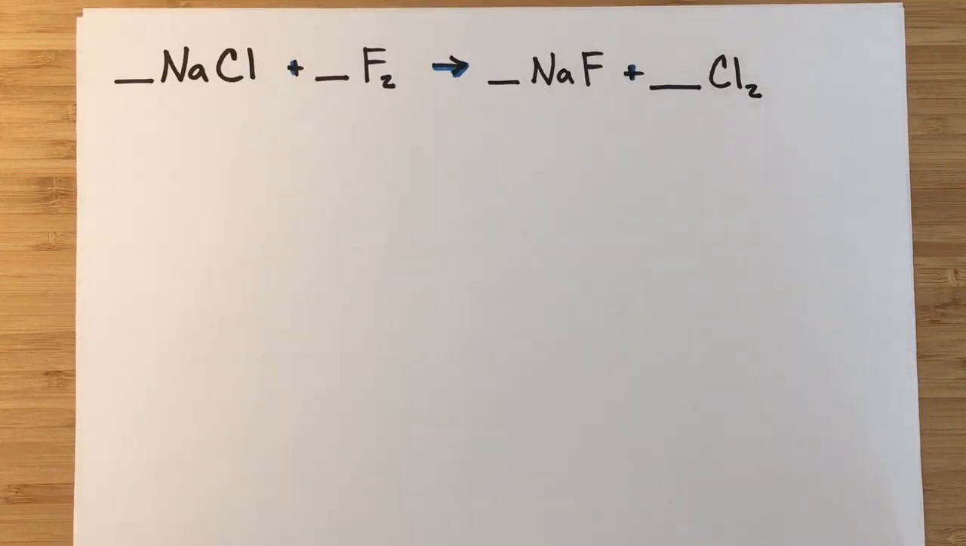Let's practice balancing chemical equations. The goal of chemical equations is to have the same number of each type of element on both sides of the equation. So let's start by writing down what we know.